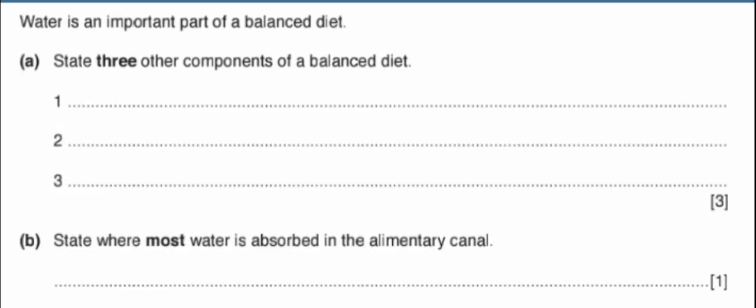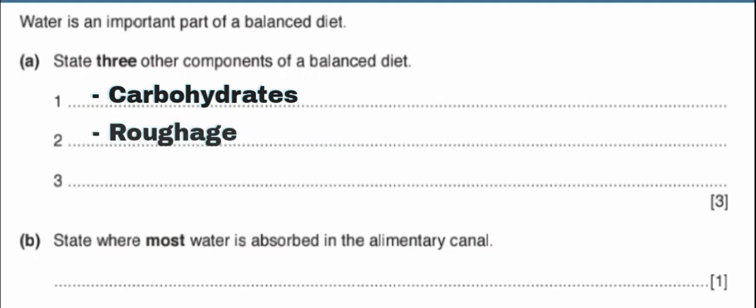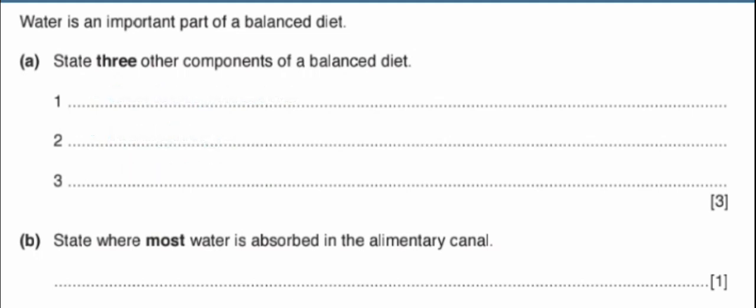So the next question is saying, water is an important part of a balanced diet. State 3 other components of a balanced diet. So here we need to have the carbohydrates. Apart from the carbohydrates, we need to have the roughage. Apart from the roughage, we need to have the proteins. Apart from the proteins, we need also to have the vitamins. So we can choose from those diets.